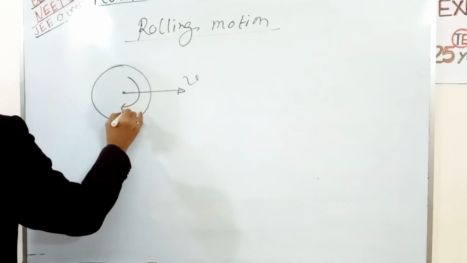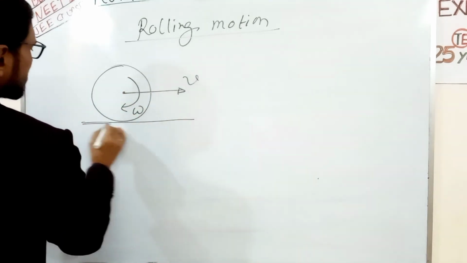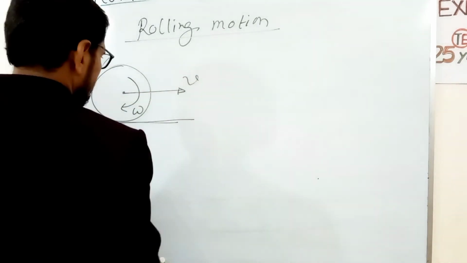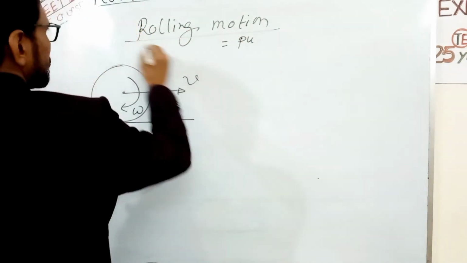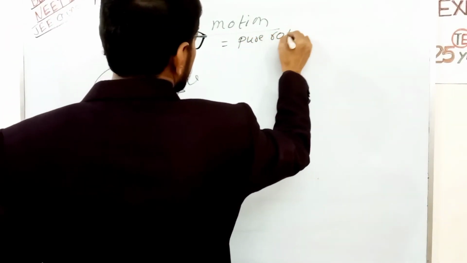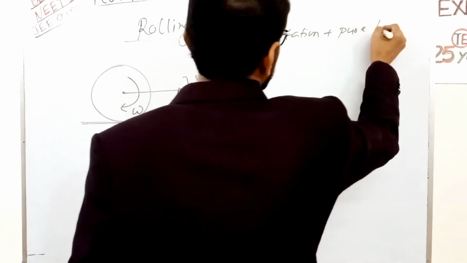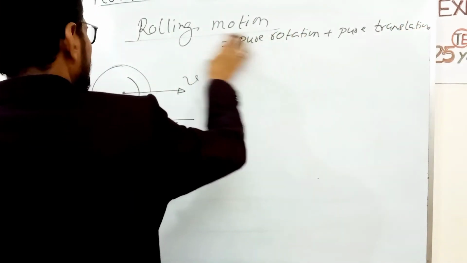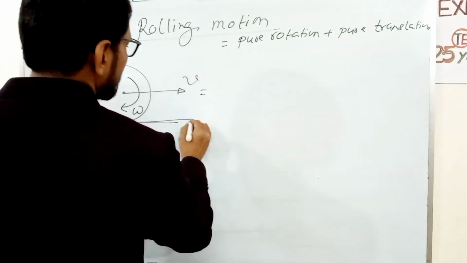It rotates also with angular velocity omega. So the body simultaneously moves and rotates. This is rolling. Rolling motion means pure rotation plus pure translation. Both motions combined form the rolling motion.